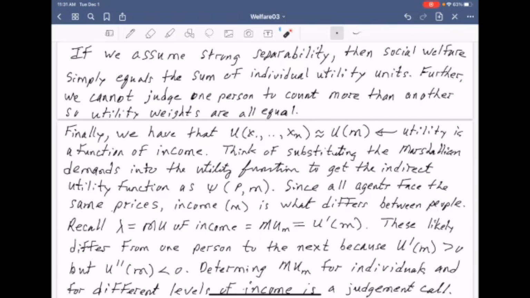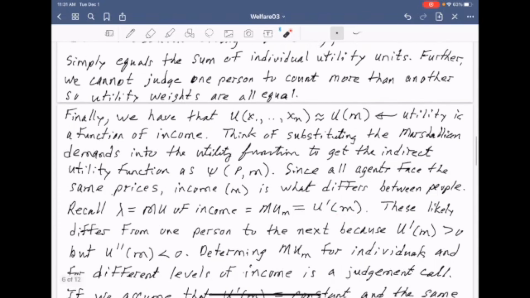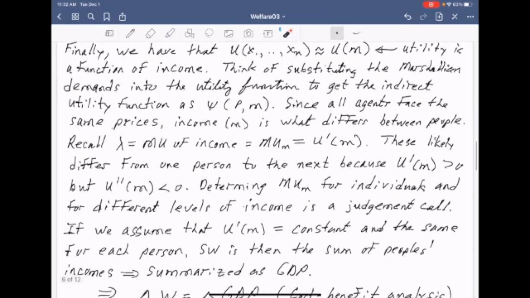So recall that lambda, the Lagrange multiplier, turned out to be the marginal utility of income, or we write it as the marginal utility of M, which is our income, or the first derivative of the utility function with respect to M. These likely differ from one person to the next, because U prime M is greater than 0, so utility as a function of income is always positive, and it increases but at a decreasing rate. But determining the marginal utility of income for individuals and for different levels of income is a judgment call.